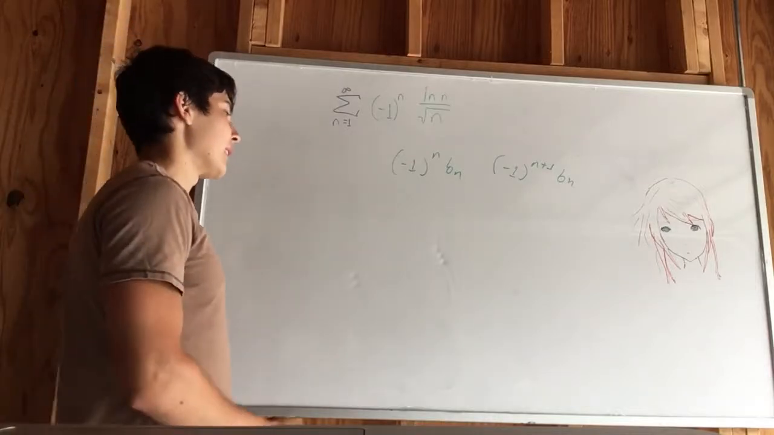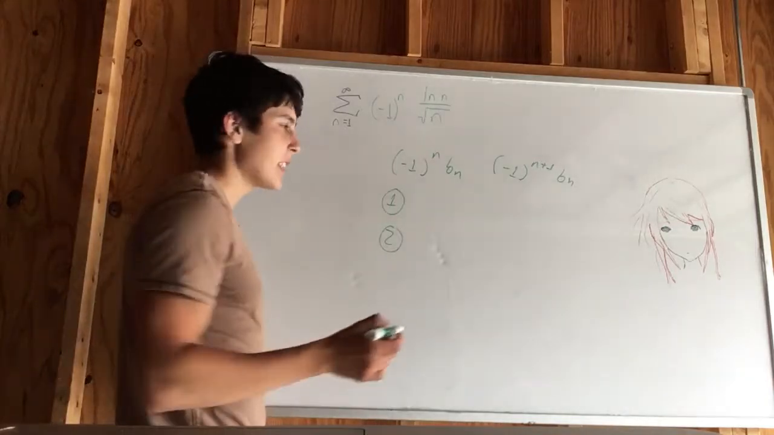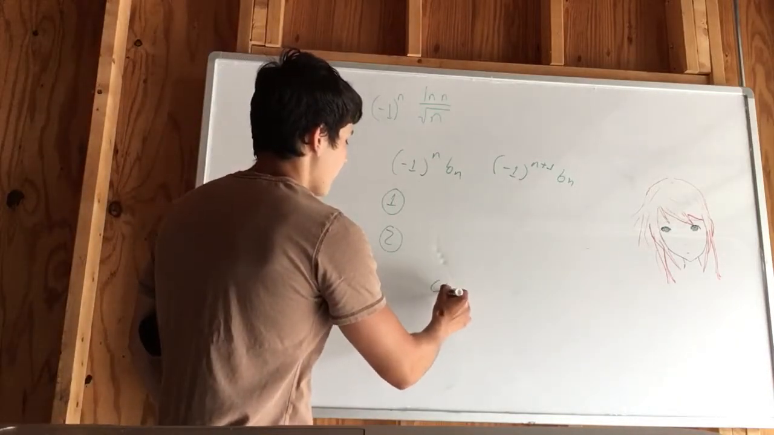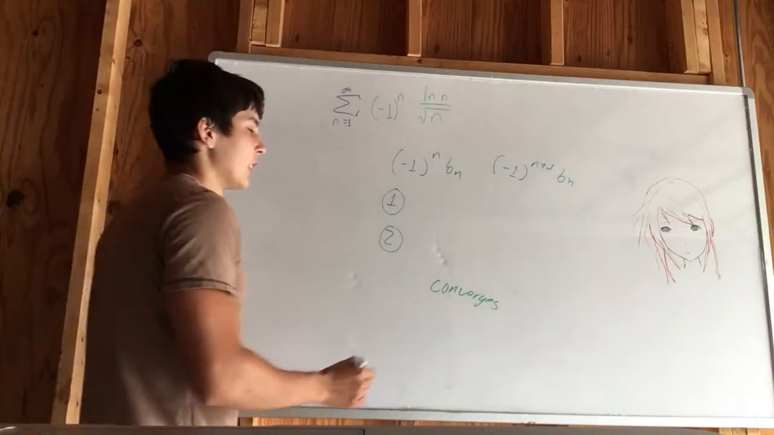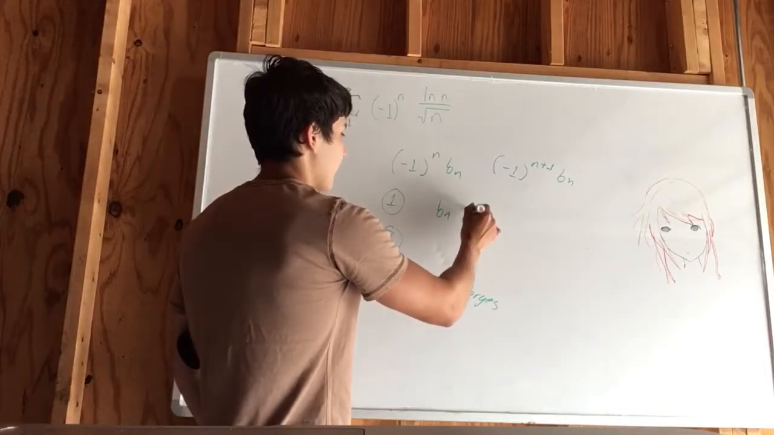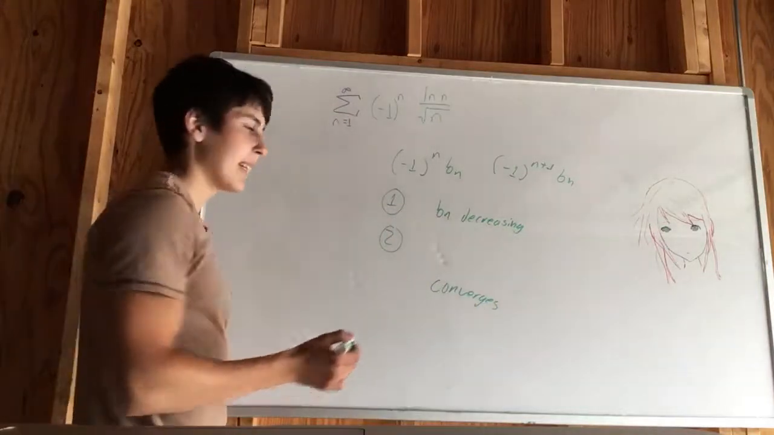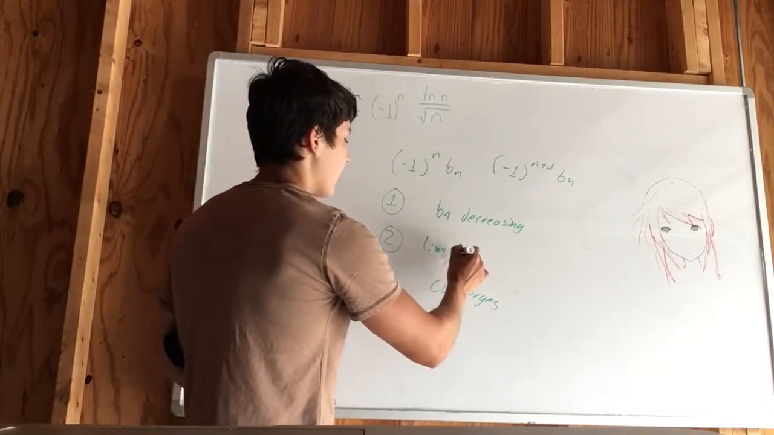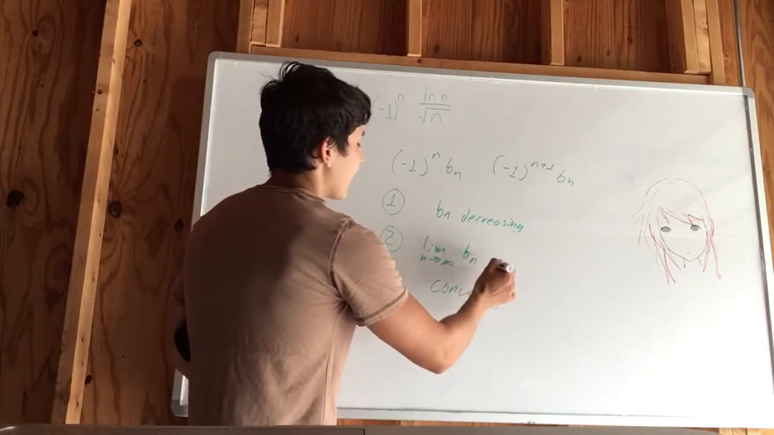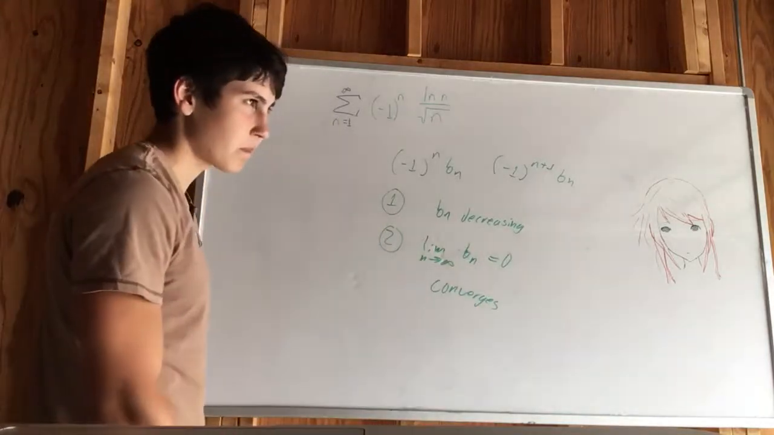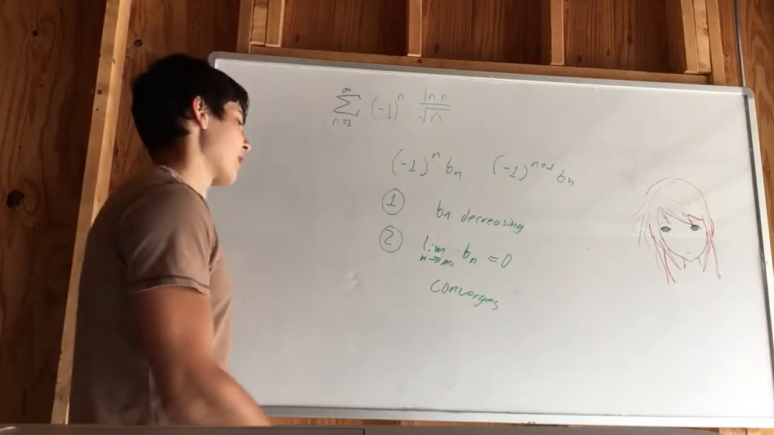So what is our alternating series test? It has two conditions. If we pass both of these conditions, we can say that the entire series as a whole converges. The first condition is that b sub n must be decreasing. The second thing is that when we take the limit as n approaches infinity of b sub n, this must equal 0. If it meets both of these conditions, we pass both trials, then we can say it converges.